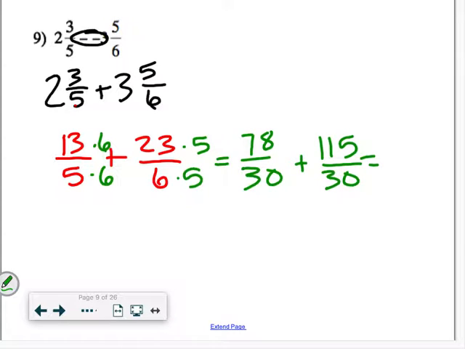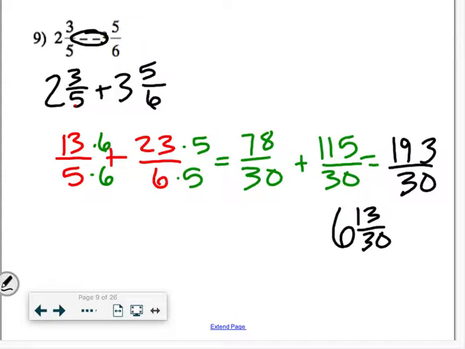Wowza. See, the only kind of scary part with this method is you can get big numerators. However, you don't face the weird regrouping that you do with the other method. All right, add across the top. 193 over 30. Change that to a mixed number would be, let's see, 6. That'd be 180, so 6 and 13 thirtieths.